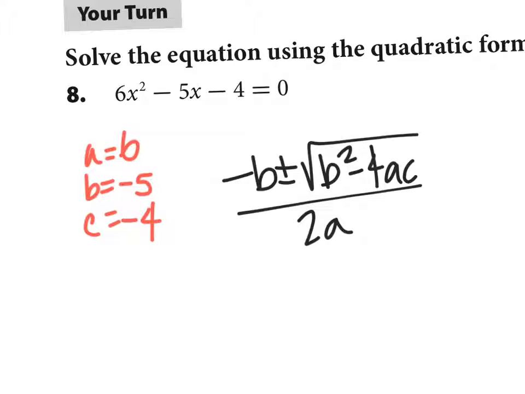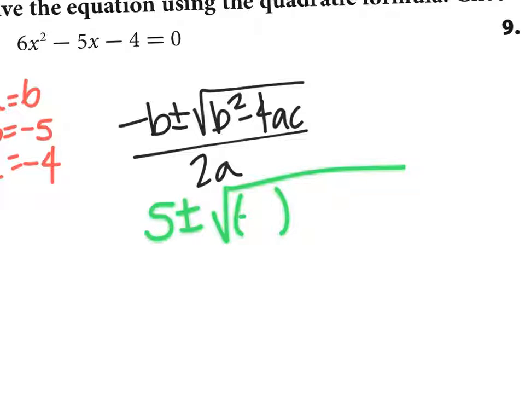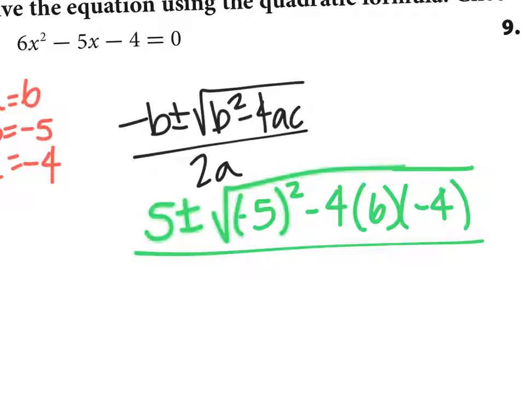So when I go to plug this in, when I have this negative b, that really means the opposite of b. So if b is already negative 5, then what is negative 5 going to be? Positive 5. So I get 5 plus or minus the square root of b squared. So that would be what? Negative 5 squared minus 4 times A. A in this problem is, yes, sorry, I got confused. So A is 6 times C, and C is negative 4. All over 2 times 6.